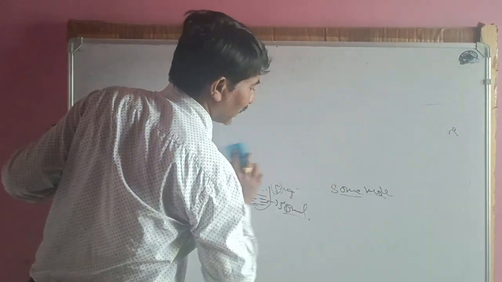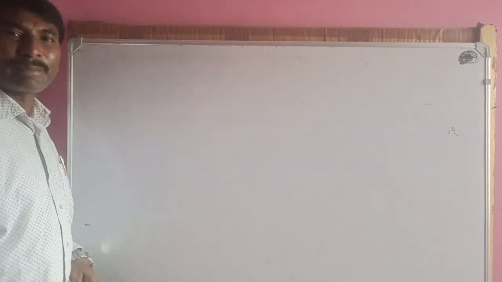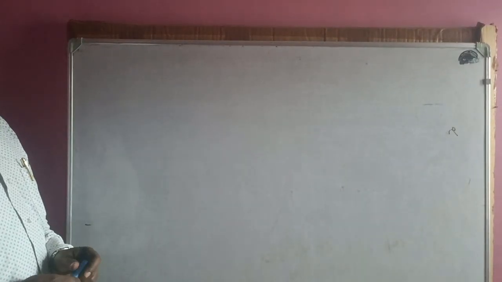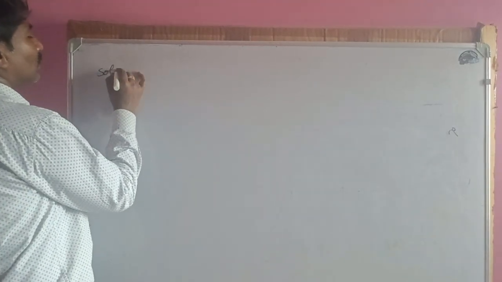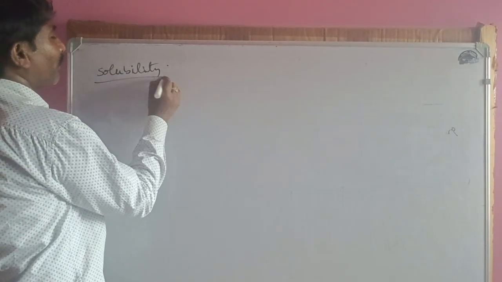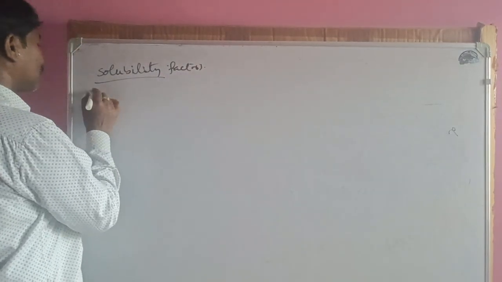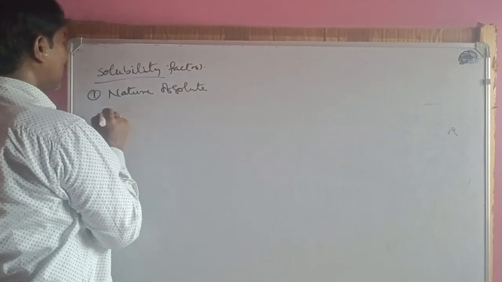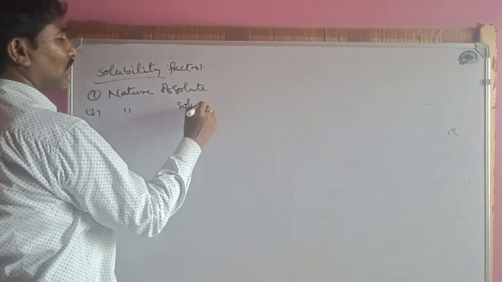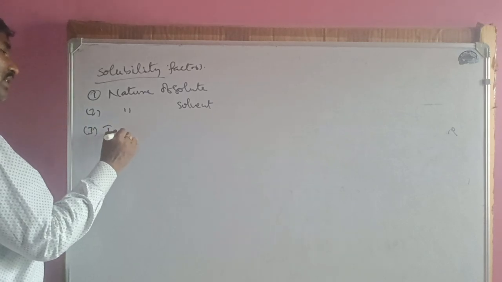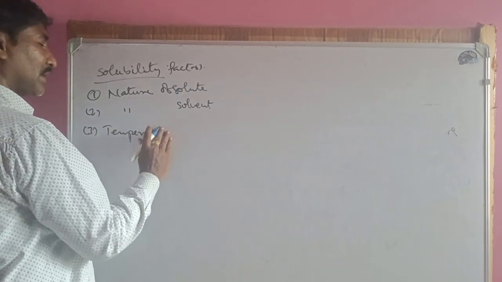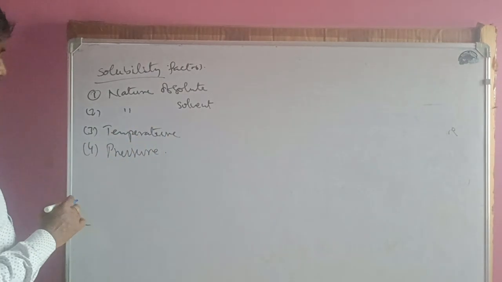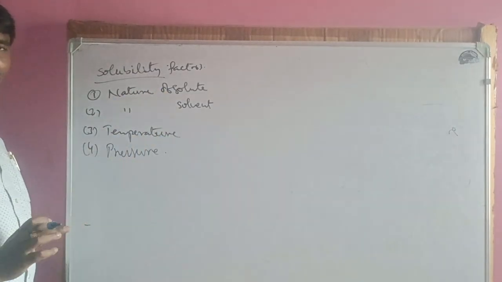The next topic is the factors affecting the solubility of a solid in a solvent. We know these already: the nature of the solid, the nature of the solvent, third is temperature, and the fourth is pressure.